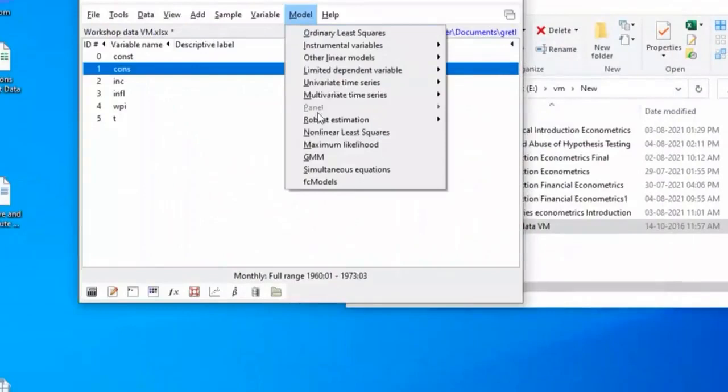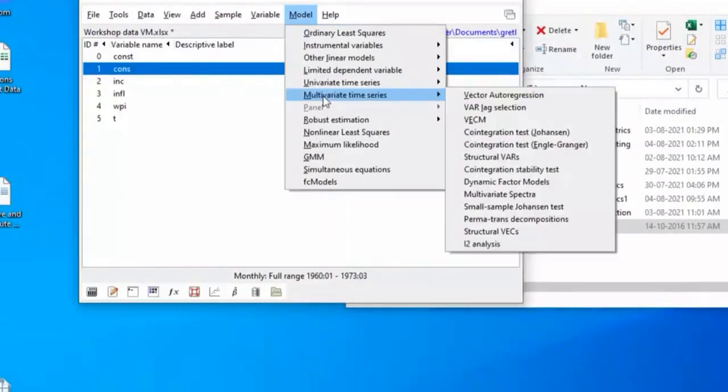And for that, we have to see the multivariate time series. Here we have the vector autoregression (VAR), then VAR lag selection, vector error correction, then the co-integration test. The JJ test is given here as the Johansen test. Actually, it is the Johansen and Juselius test. Then we have the single equation residual-based Engle-Granger co-integration test. First, we will do this one, and then we will do the JJ test. So click this co-integration Engle-Granger test.